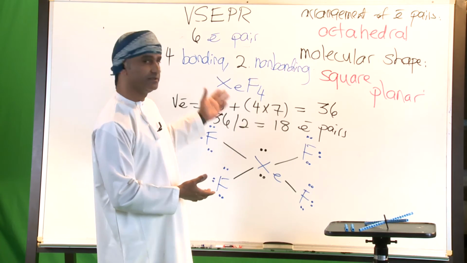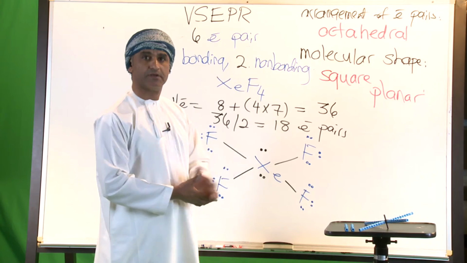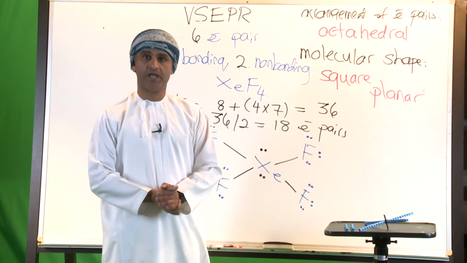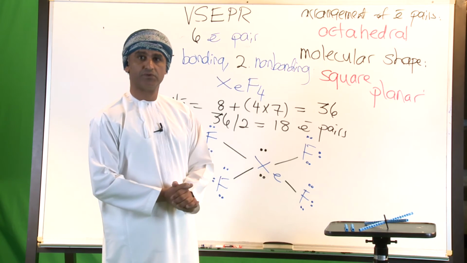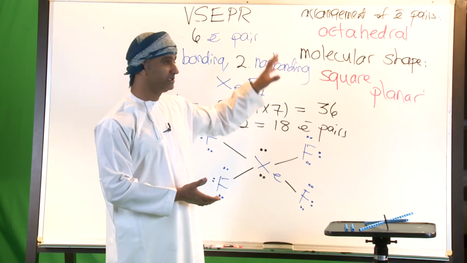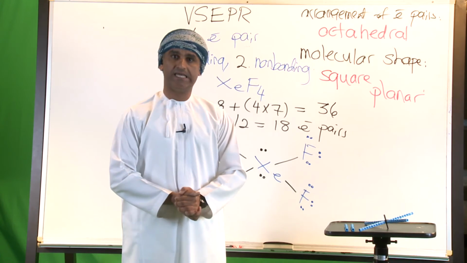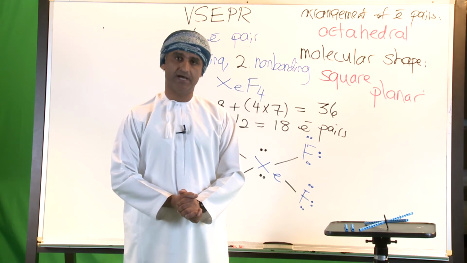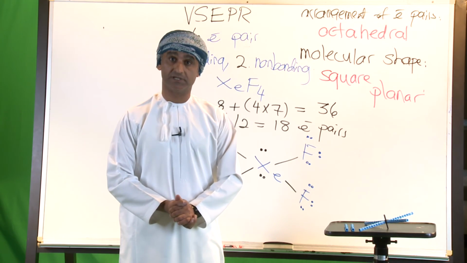To conclude, in this 6 electron pair case where 4 of the electron pairs are bonding and 2 of them are non-bonding, the central atom has 2 lone pairs. Therefore, the orbital shape, or the arrangement of electron pairs, is octahedral, whereas the molecular shape is square planar, and that's to account for the presence of 2 lone pairs on the central atom.